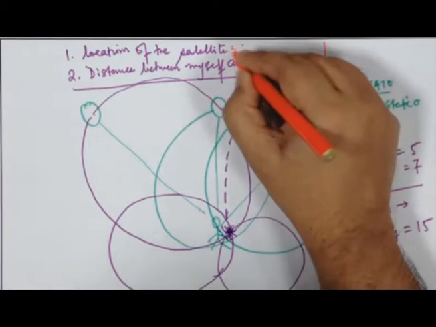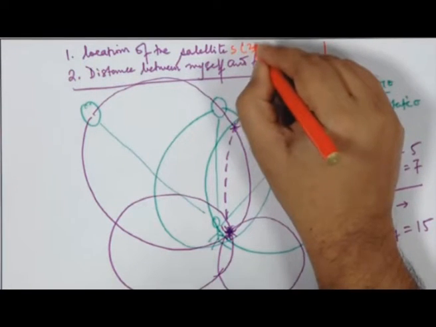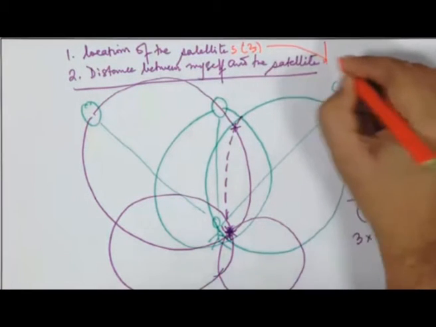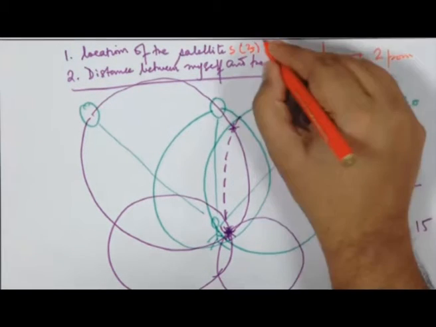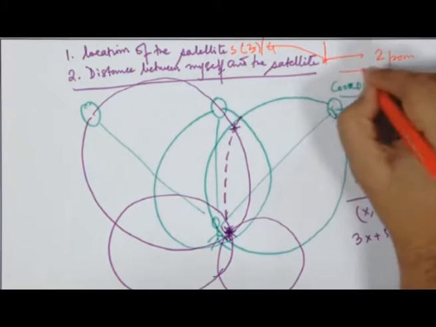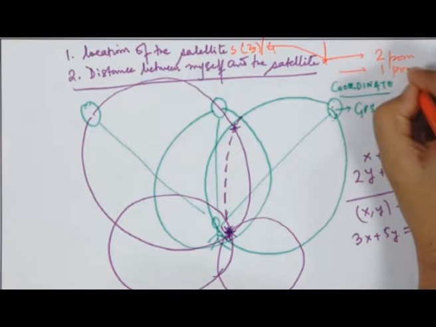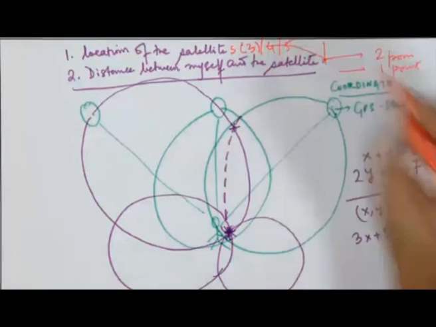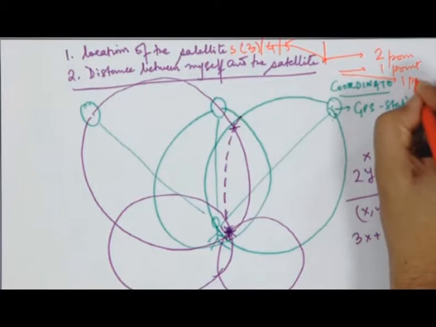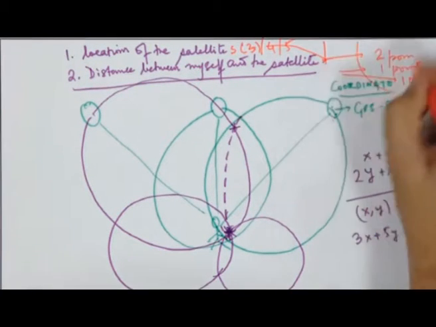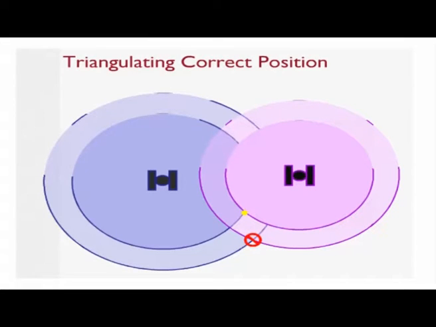So I know satellites. I know three satellites. If I know 3 satellites, what is happening? I would get 2 points. If I know 4 satellites, I will get basically 1 point. Now what happens if I know 5 satellites? Then also technically I should get 1 point. How? So now I am just thinking in a bit of mathematical terms.